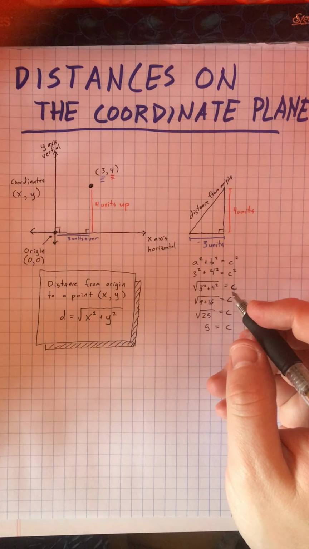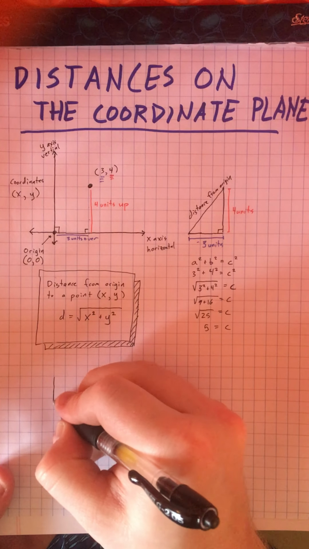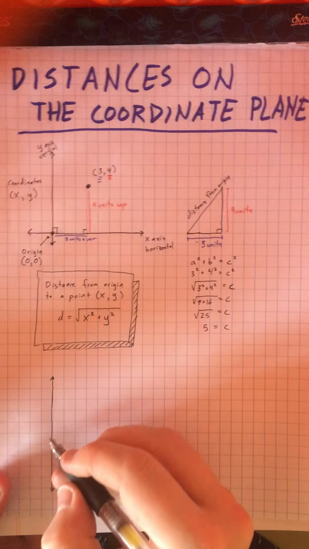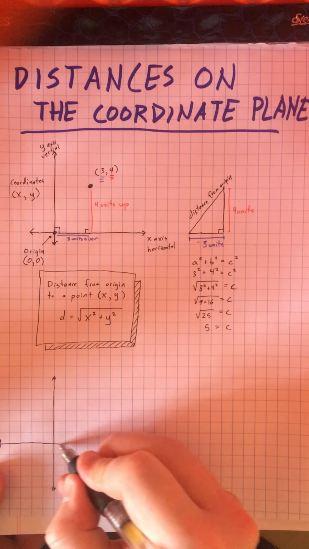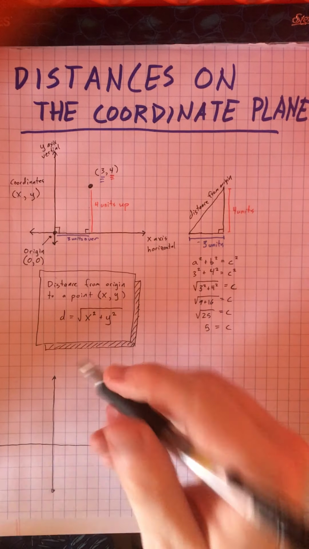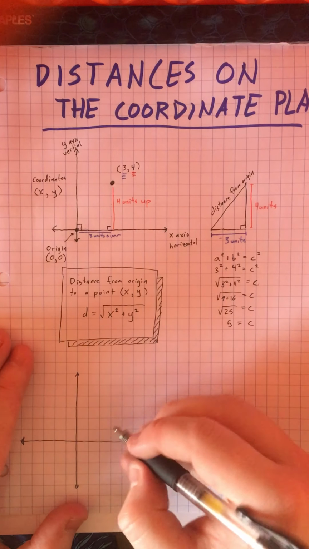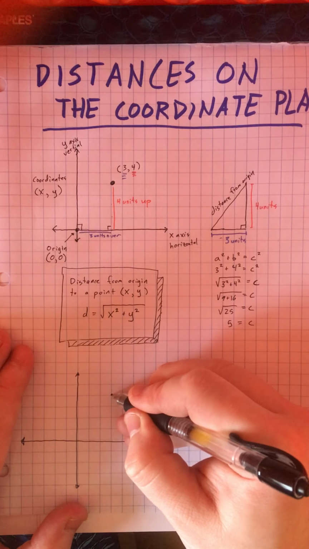Now that's relatively straightforward. But what if we have 2 points that are not the origin? And what if, shocker of shockers, one of them had some negative values? So we're going to consider 2 points here. We're still going to look at 3, 4. 1, 2, 3, 1, 2, 3, 4.